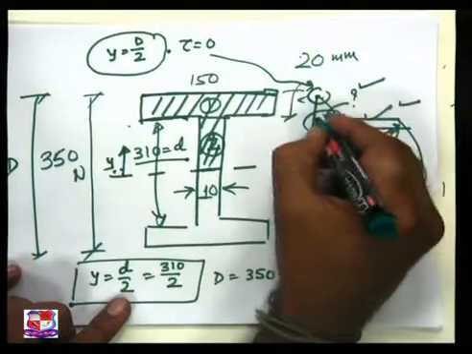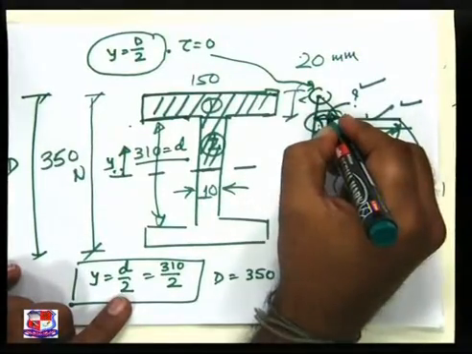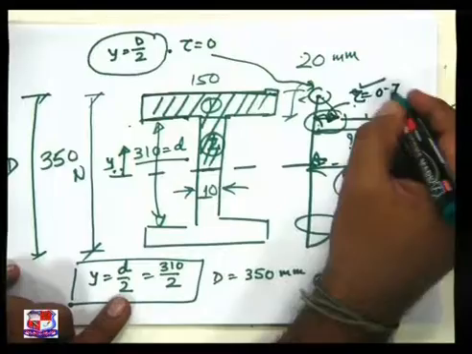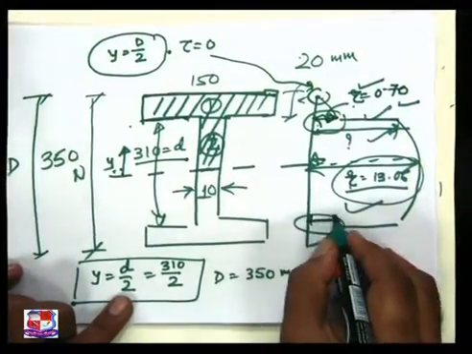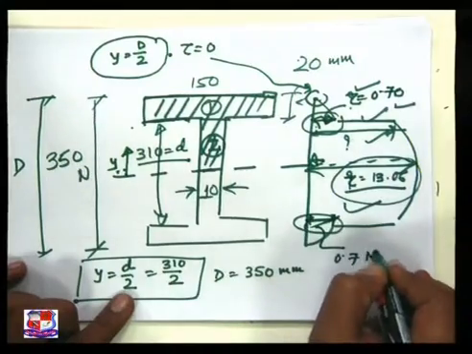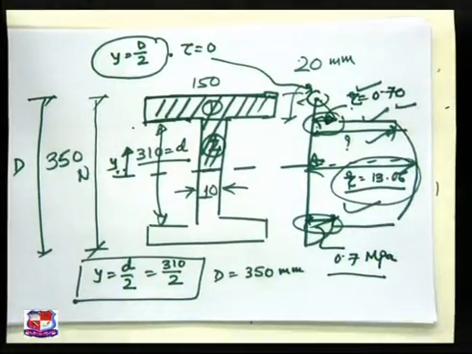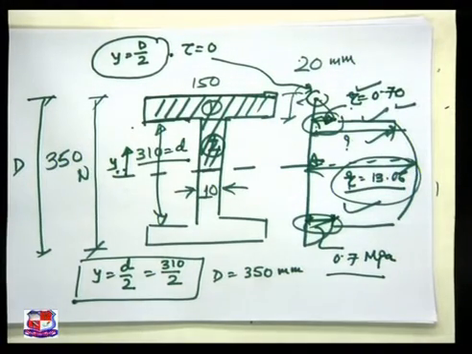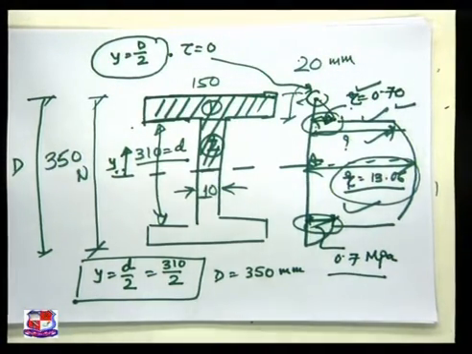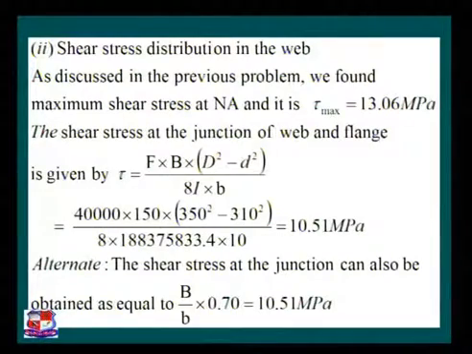So this value is equal to 0.7. Similarly, at the bottom side, this is also 0.7 megapascal, as the given section is a symmetrical I section. Now, second portion, shear stress distribution in the web. As discussed in the previous problem, we found that the maximum shear stress occurs at the neutral axis, and the value we found is 13.06 megapascal.